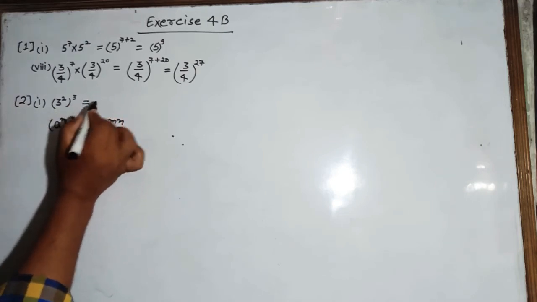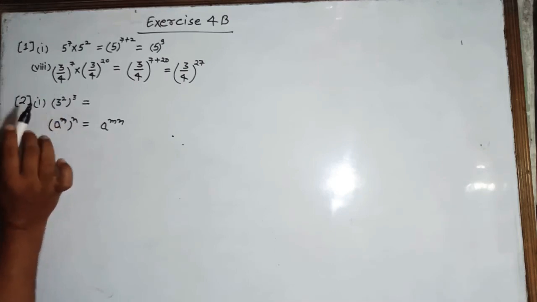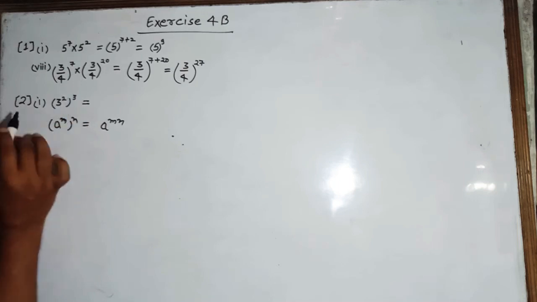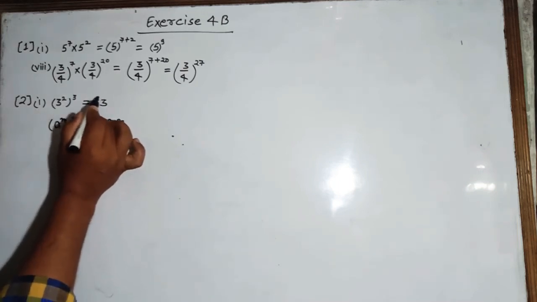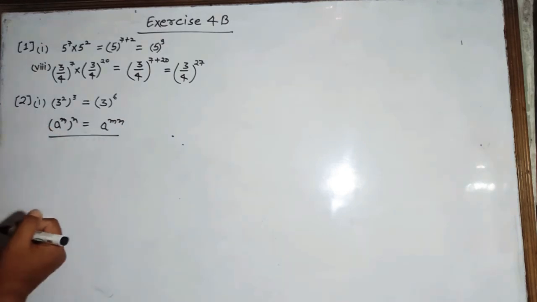So here again what will you do? 3 to the power 2, whole to the power 3. So what will you write? 2 times 3 is 6. So it will be equal to 3 to the power 6. Simple. With the help of this rule you can write it.